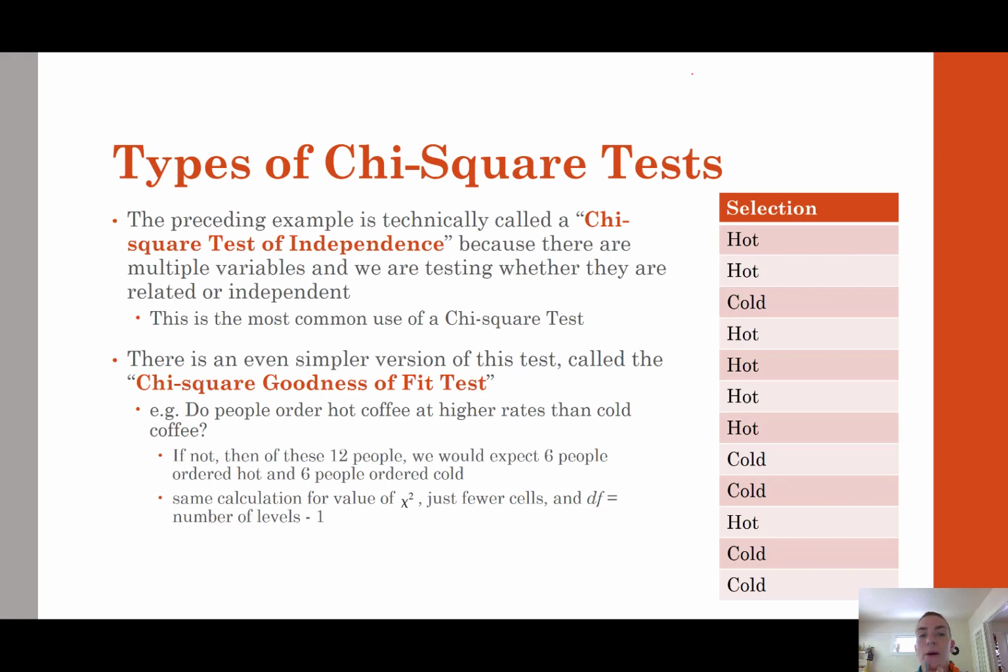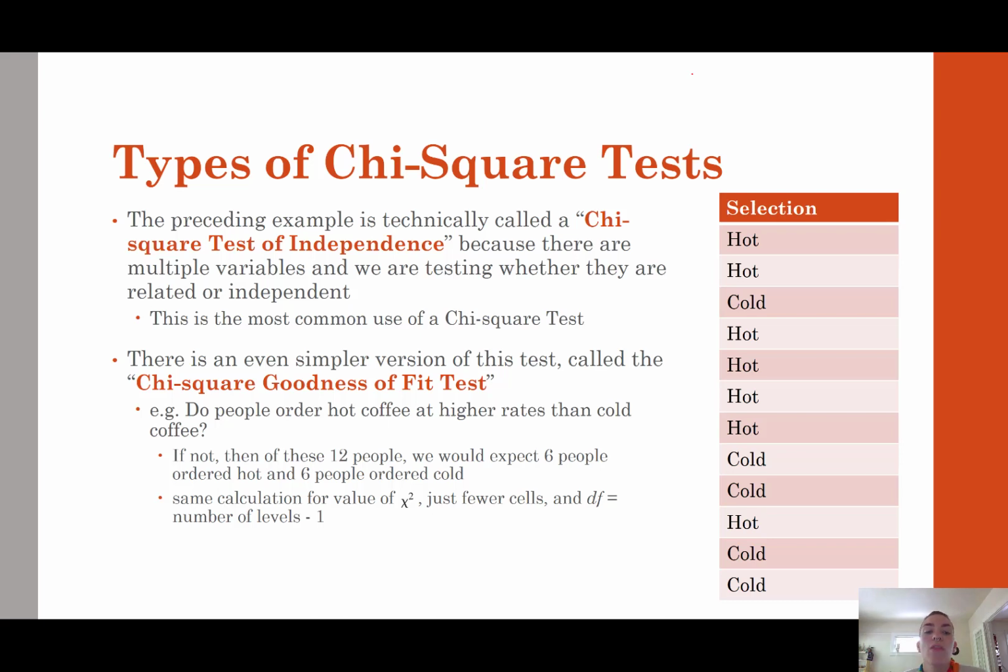Just one final note about chi-square tests. The example that I walked through in this lecture is called a chi-square test of independence because there are multiple variables and we're testing whether those two variables are related to one another or whether they're not related, or in other words, whether they're independent or dependent. This is a very common use of a chi-square test, but there's even a simpler version.